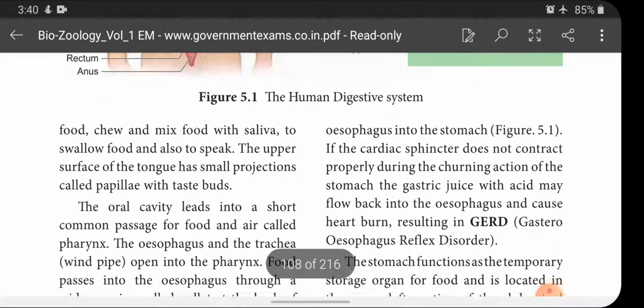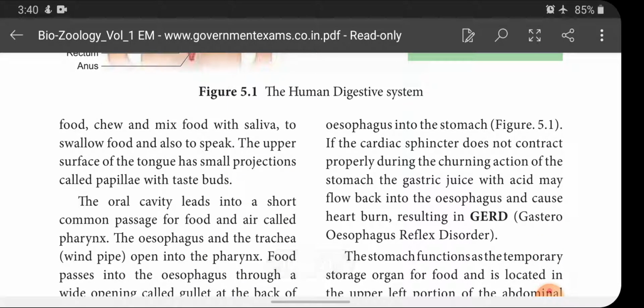If the cardiac sphincter does not contract properly during the churning action of the stomach, the gastric juice with acid may flow back into the esophagus and cause heartburn, resulting in GERD. So when the cardiac sphincter is not closed properly, the stomach content along with the acid returns to the esophagus.